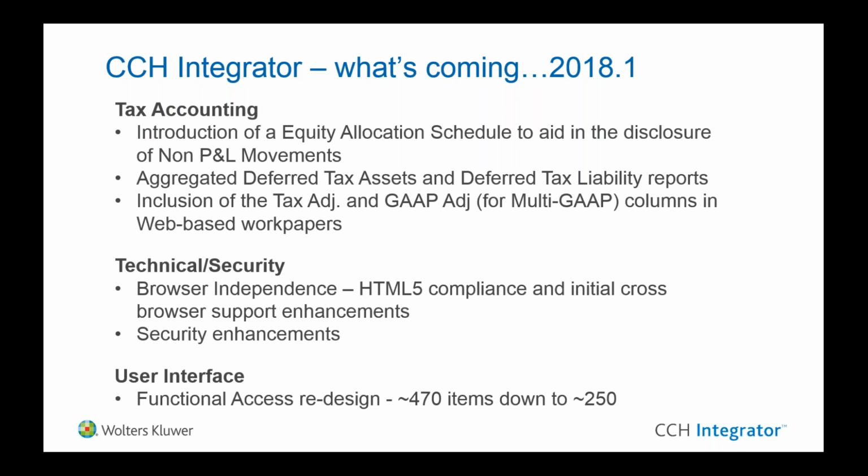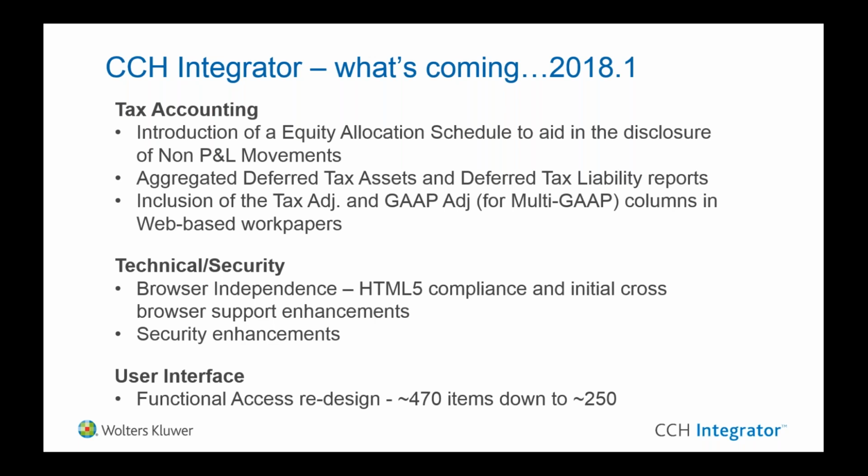Another enhancement that we're looking at including in the release is the inclusion of a tax adjustment and GAAP adjustment column in web-based work papers. Currently within the application, a client can make an adjustment via a web-based work paper. The actual overall adjustment that affects the SOTI, or the Statement of Taxable Income, is not transparent until you save the web-based work paper and click back out and onto the balance sheet itself. So we've had some great feedback from clients who want the actual SOTI adjustment included within the web-based work paper itself. So we're working on that for 2018.1.